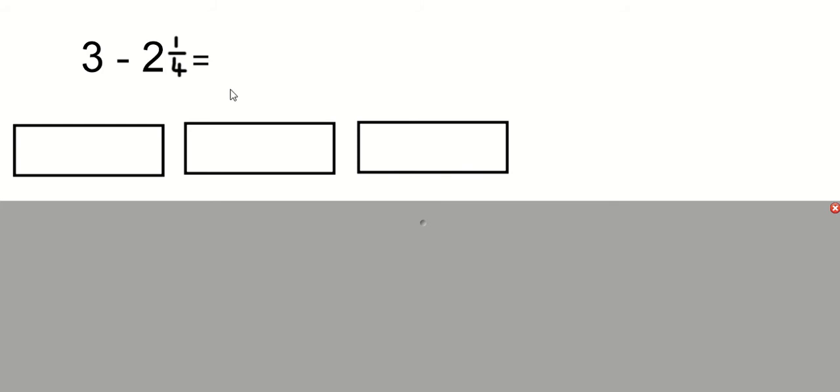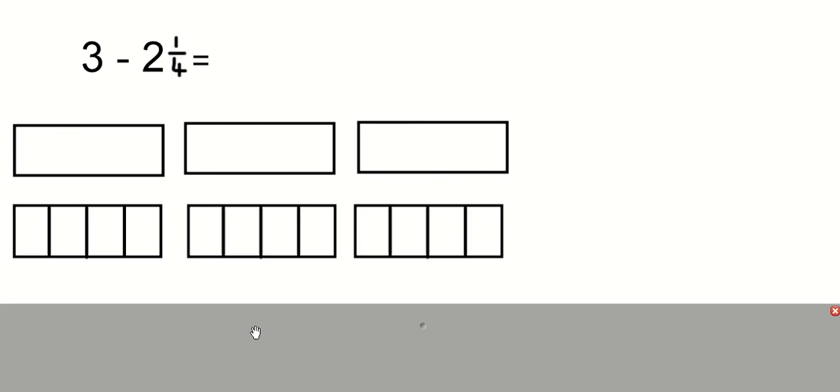So what I've got to decide is how many parts each of my wholes is divided into. Hopefully you remember the bottom number in a fraction, we call that the denominator. The bottom number, the denominator, will tell us how many equal parts each whole is divided into. So I have put my 3 wholes, and now I've divided them into quarters, so into 4 parts. So I have got 3, and I'm going to subtract, take away 2 1/4.